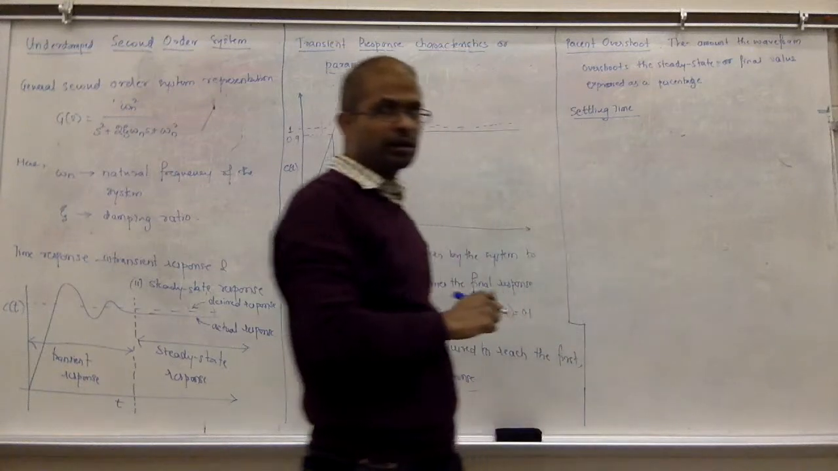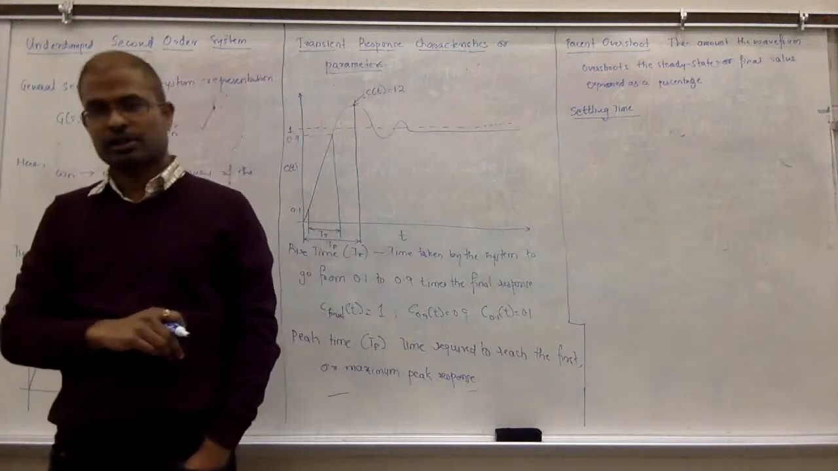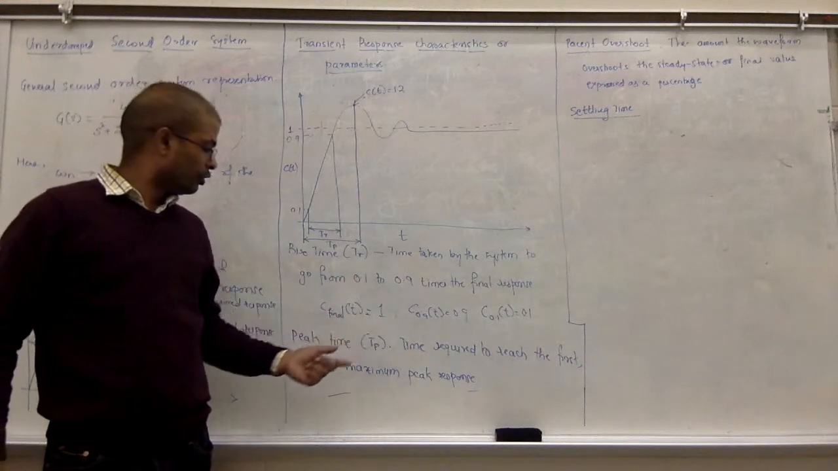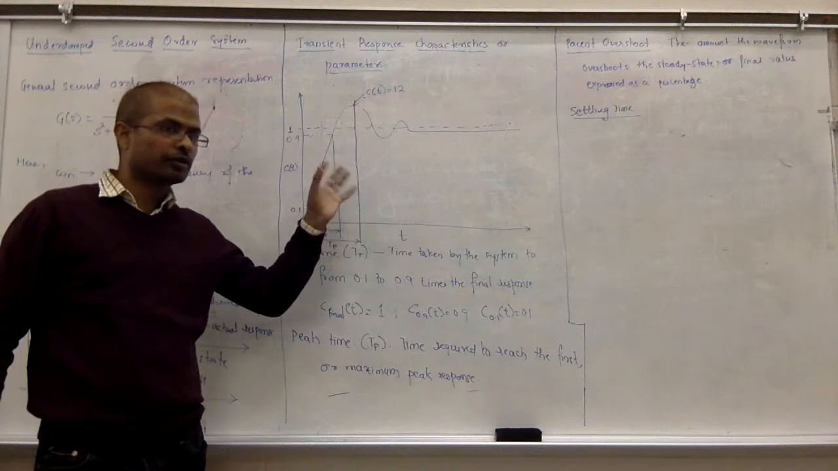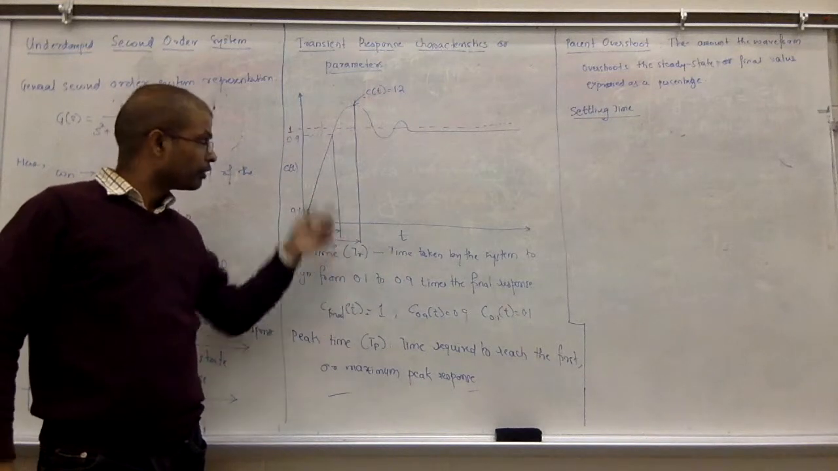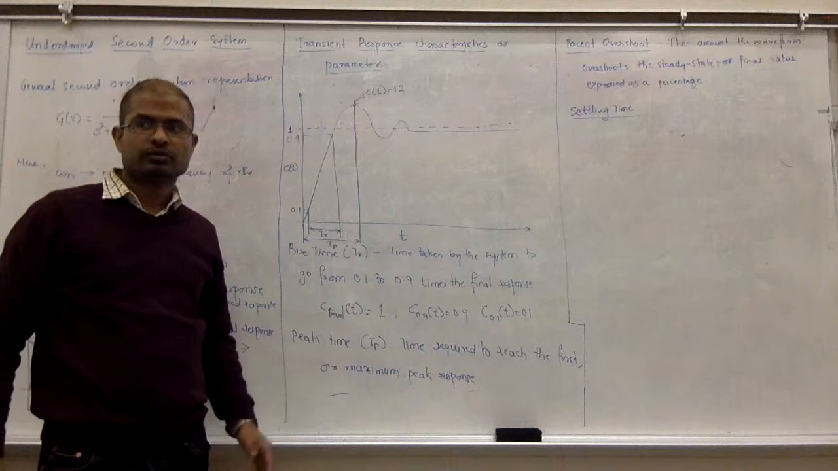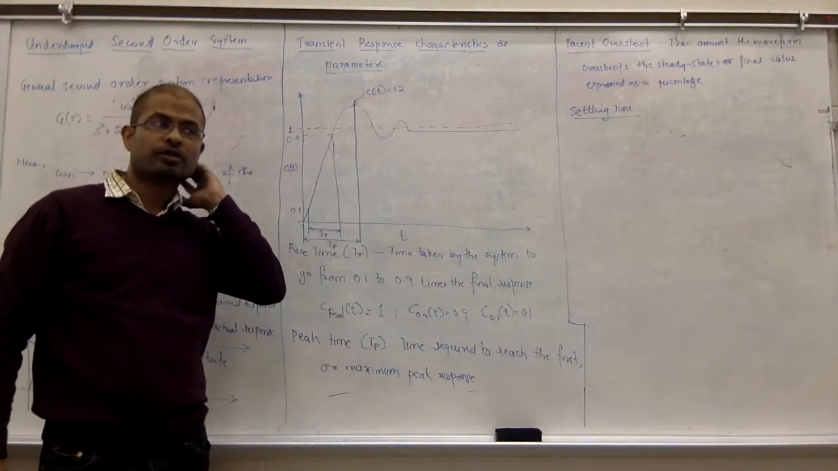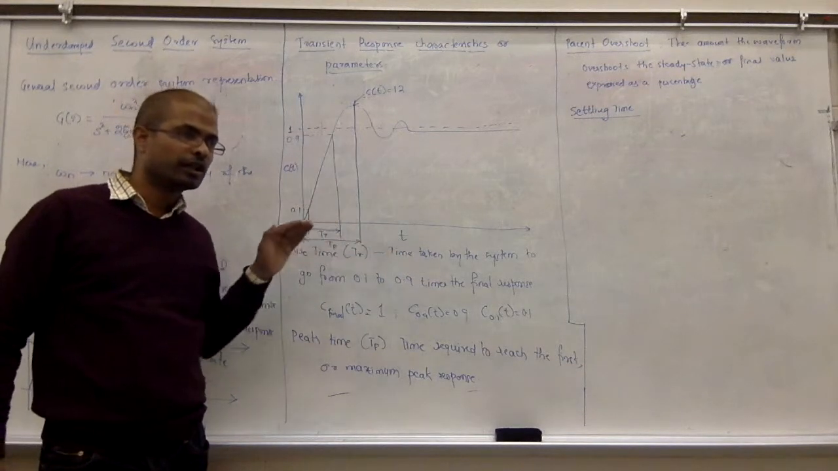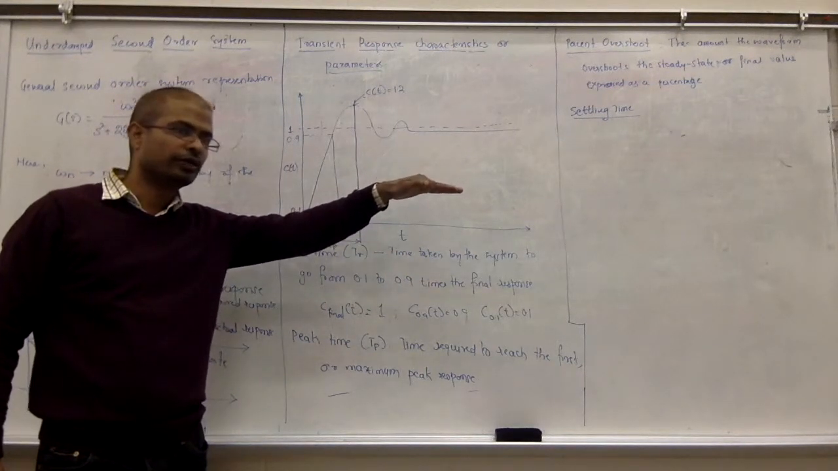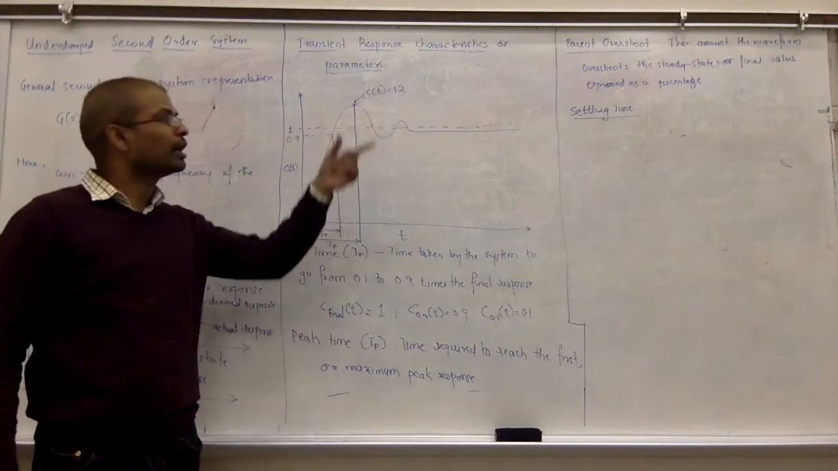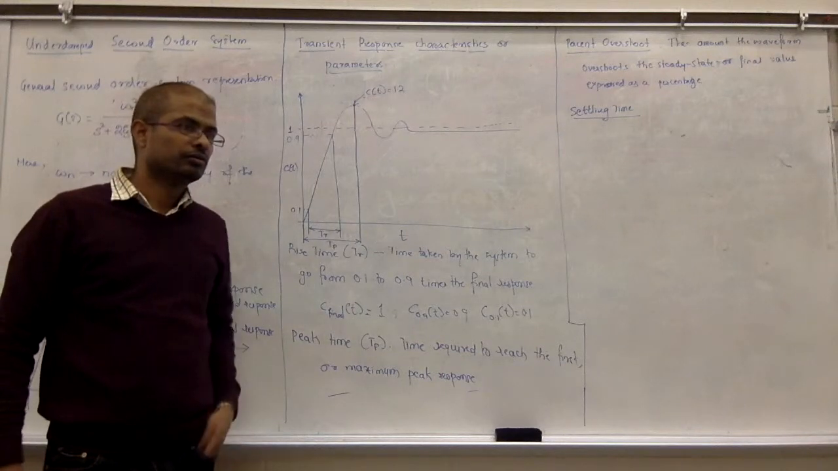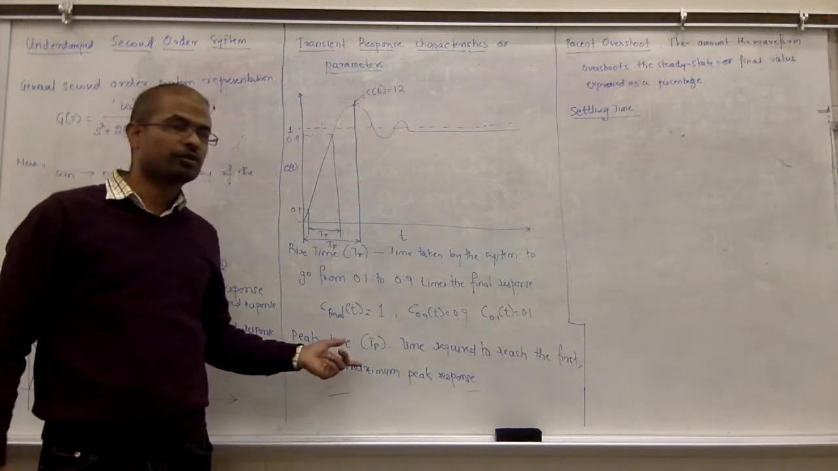The thing with all these characteristic parameters is, compare this to the first order system. A first order system will never have an overshoot. It will never respond like this; it will slowly go like this. So peak time and percentage overshoot will not make sense for a first order system. That's the reason these were not introduced for the first order system.